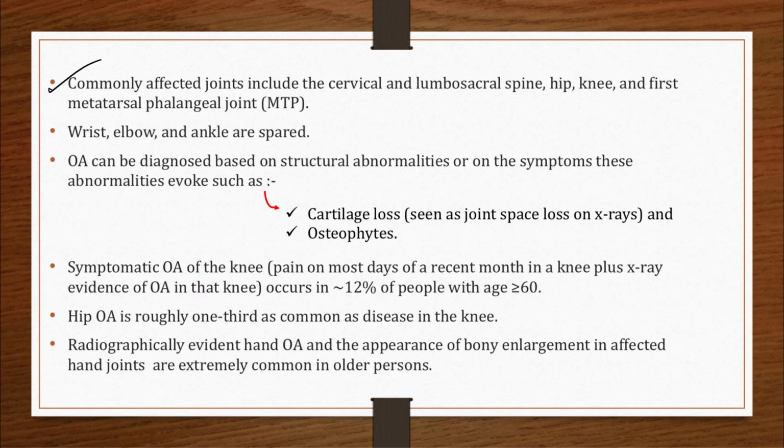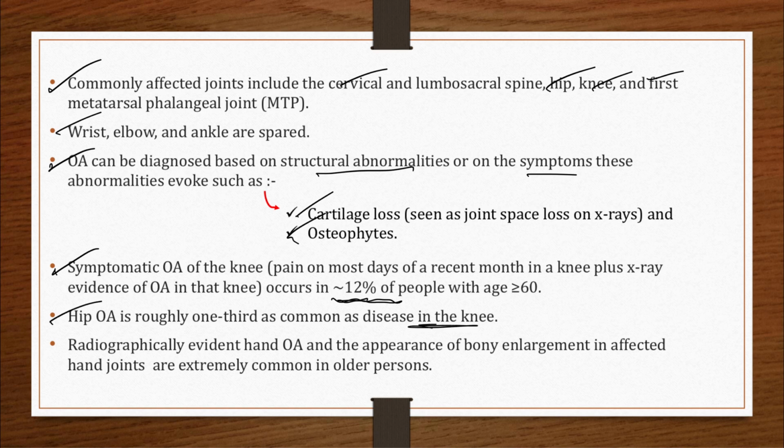So the commonly affected joints in osteoarthritis include the cervical and lumbosacral spine, hip, knee and first MTP metatarsophalangeal joint. Though wrist, elbow and ankle are generally spared, osteoarthritis can be diagnosed based on the structural abnormalities or symptoms, and these abnormalities include cartilage loss and osteophytes. Symptomatic osteoarthritis of the knee occurs in almost 12% of people aged 60 years or more. Also, hip osteoarthritis is roughly 1/3 as common as disease of knee. And lastly, radiographically evident hand osteoarthritis and the appearance of bony enlargement in affected joints is extremely common in older persons.